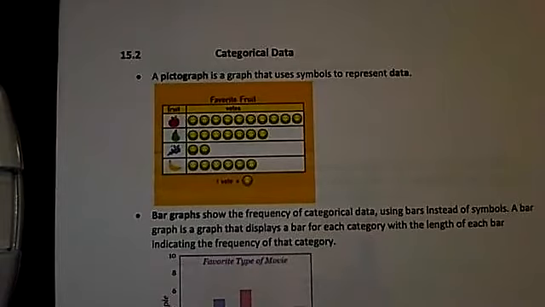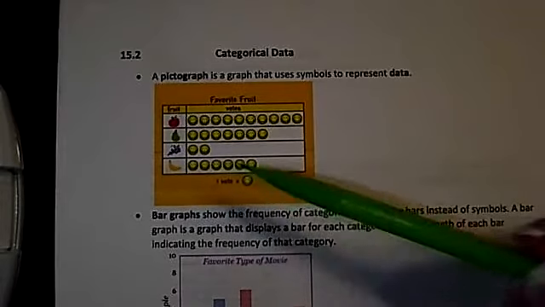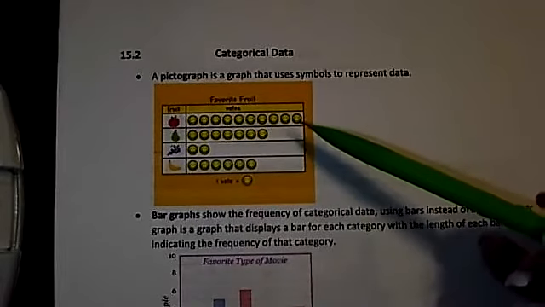All right, so a pictograph is a graph, obviously, that uses symbols to represent your data. Okay, it shows the frequency of something, and it just kind of lets you compare items. Like on this, you can compare the different fruits. And these are smiley faces.